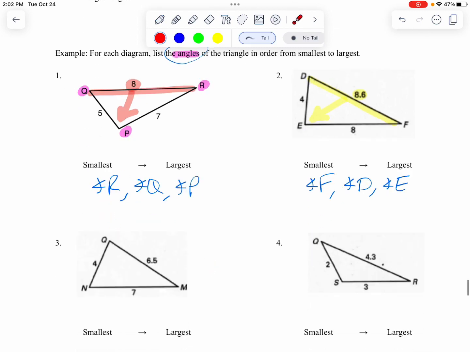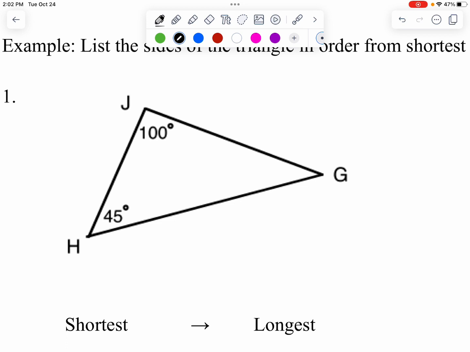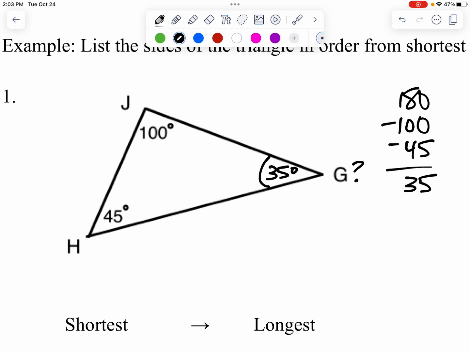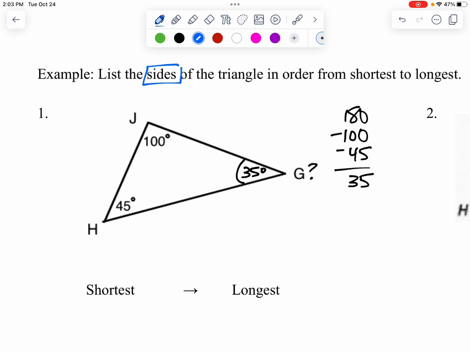Now let's talk about sides, because the same thing happens with sides. I'm going to flip. First of all, let's see if we can figure out what angle G is right here. I know that all 3 angles in a triangle add up to 180. Therefore, I'm going to subtract 180 minus 100 and minus 45, and I'm going to get 35. You can check me in the calculator if you want to, but that's 35 degrees right there, okay? In a triangle, as you know, we talked about this at the very beginning of the chapter, all the angles always add up to 180. So let's figure out, it wants to know the sides of the triangle in order from shortest to longest.